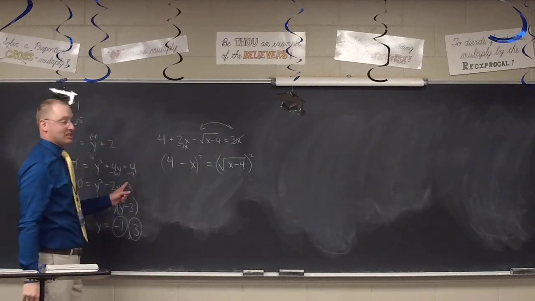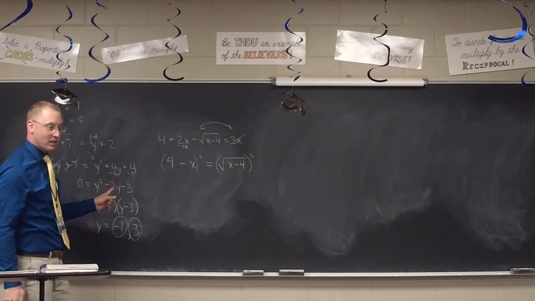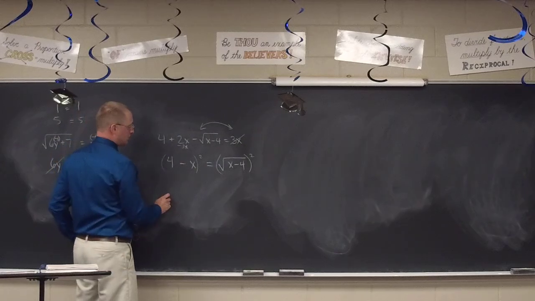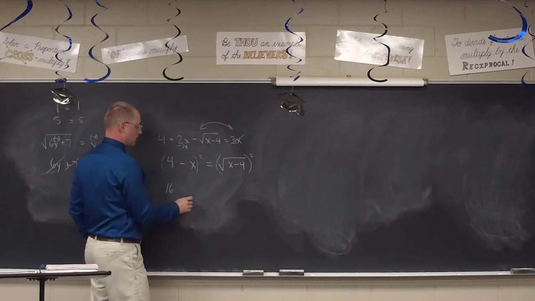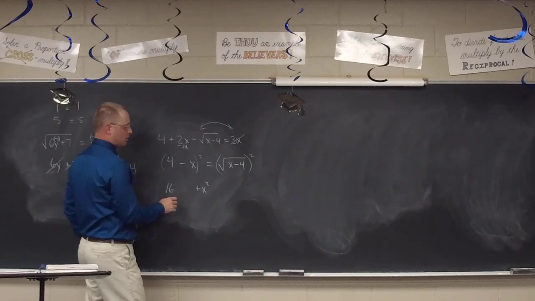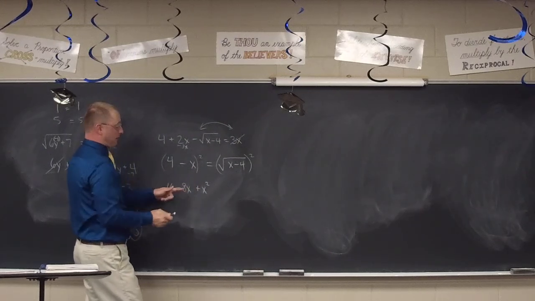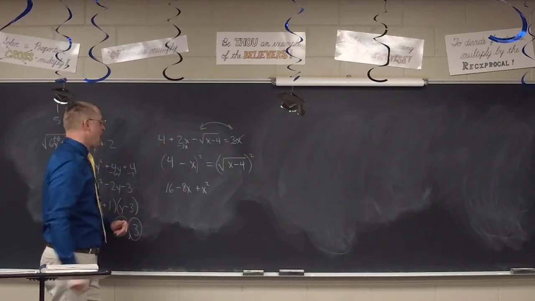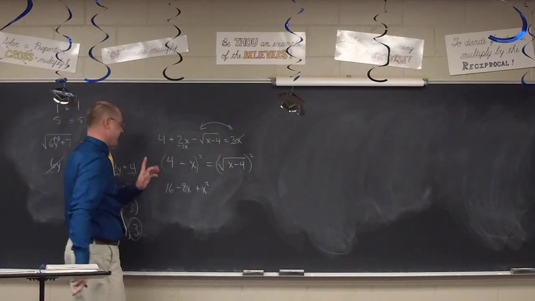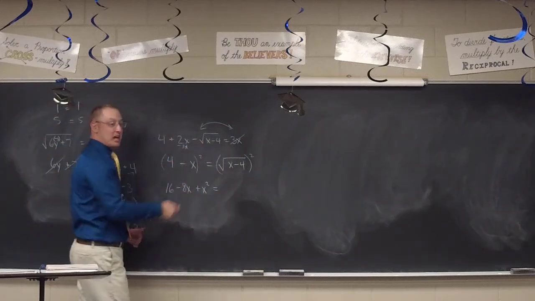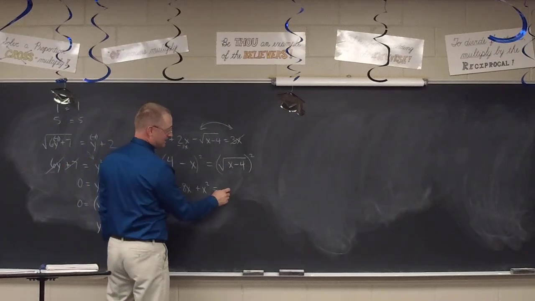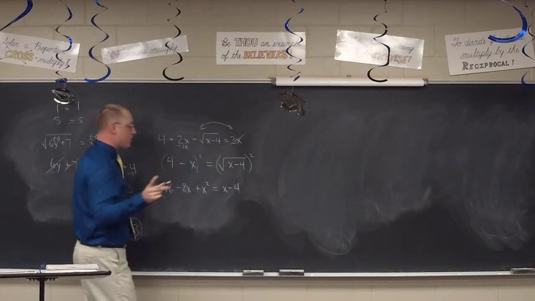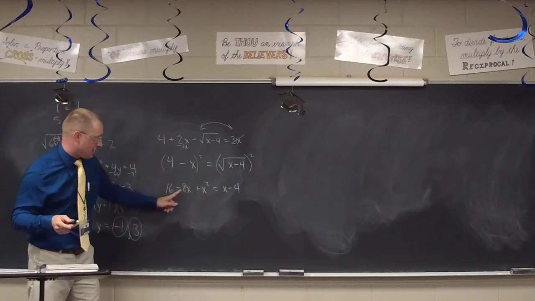And on the left-hand side, when we square both sides, what do we end up with, Adam? The 16, positive x squared, negative 8x. Square the first, square the last, multiply and double. Yeah, and we get 16 minus 8x plus x squared. On the other side, what do we get, Lana? Just x minus 4.